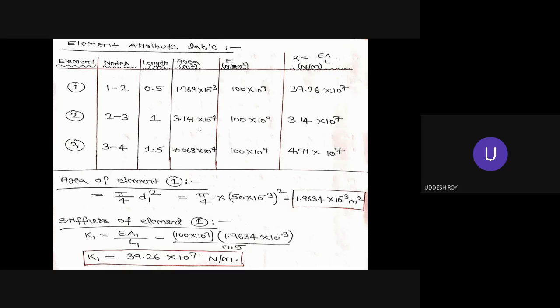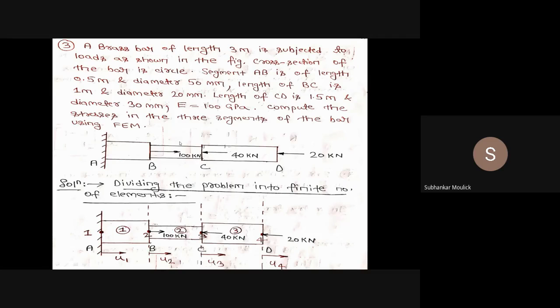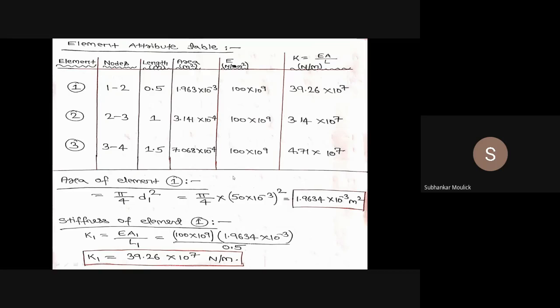Clear. Okay, the next column is where I have to input the material property. Since the entire problem is made up of one material, that is brass, whose modulus of elasticity is given to you, the value of E will be the same for each and every element, and that is nothing but 100 gigapascal, that is 100 into 10 to the power 9 Newton per meter square. So this is your fifth column.